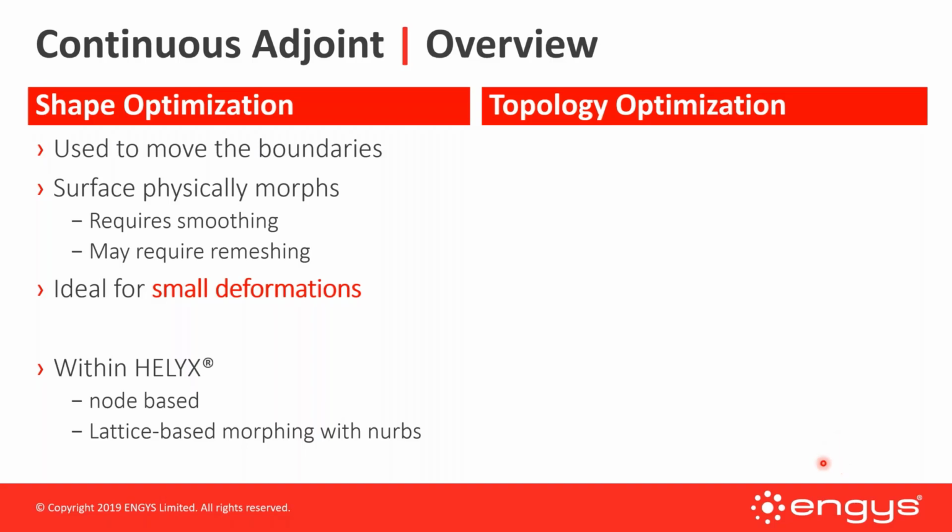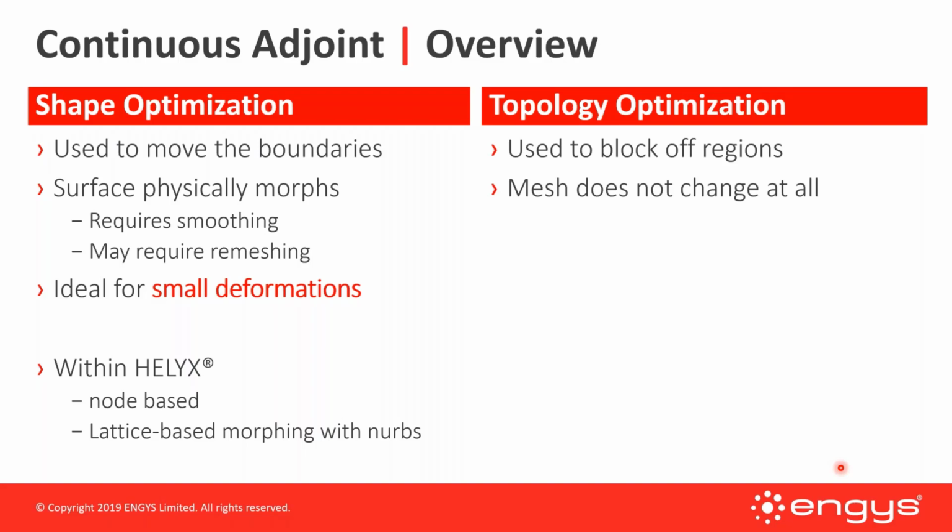And then there's also a lattice-based morphing with NURBS where we'll draw a morphing box and be able to offer degrees of freedom to the software to say, this particular panel can move in this direction and move in this manner. So for topology optimization, it's used to block off regions because we're using volume sensitivities.